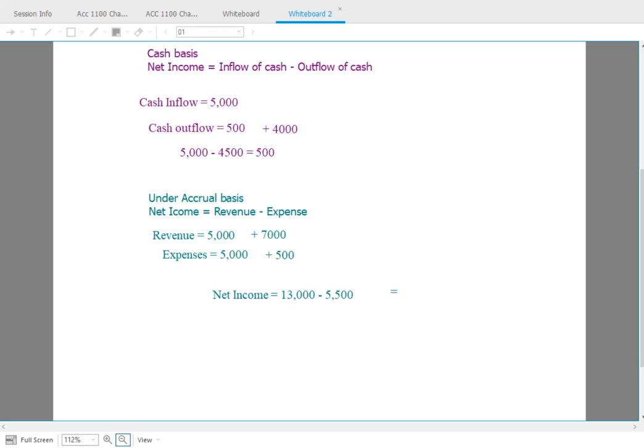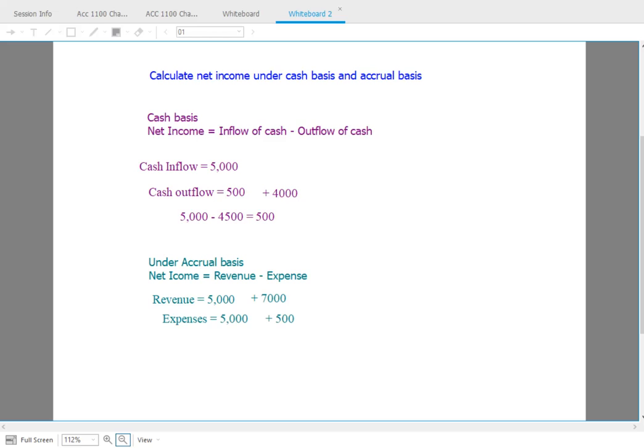Okay? Is this making sense to you guys? Okay, I have a question. Oh, sorry, 12,000. Sorry. It's 12,000 minus 5,500. Net income equals 12,000 minus the 5,500. Okay.